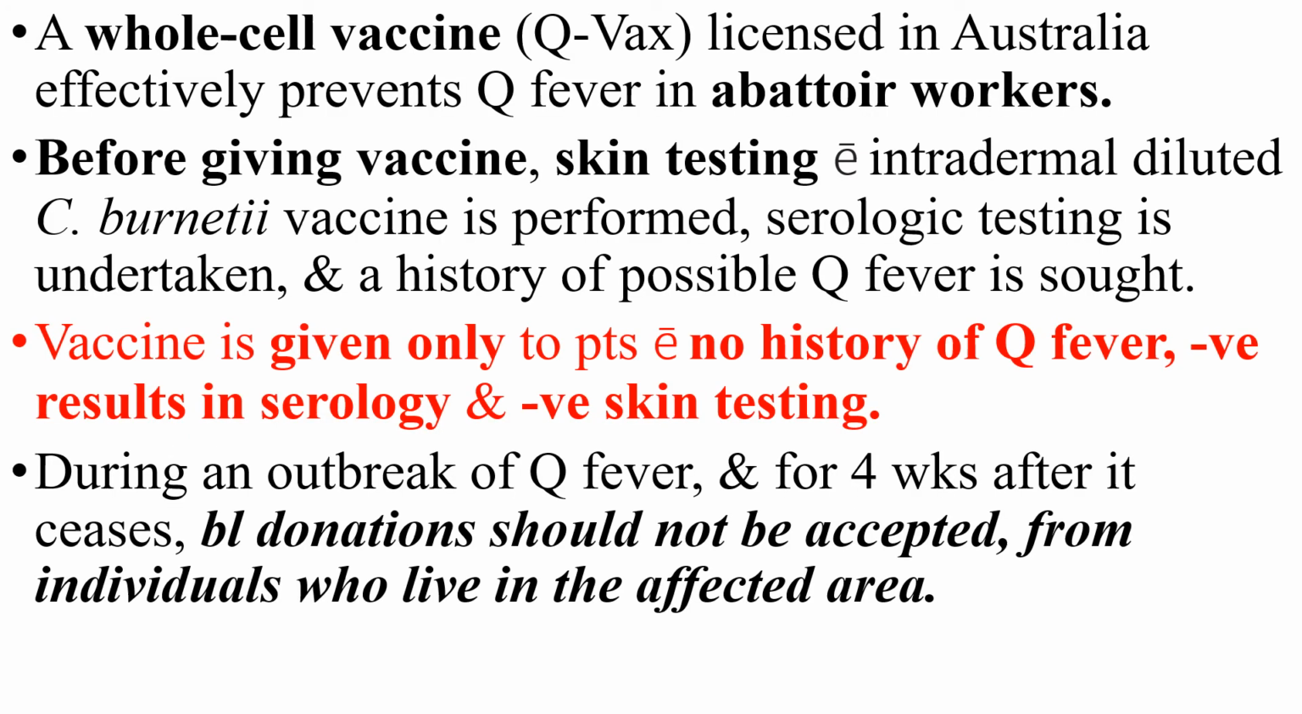Now we are talking about prevention. Thank God, we have a whole-cell vaccine. It is called Q-Vax, licensed in Australia, and effectively prevents Q fever in abattoir workers. It is an occupational disease. Before giving the vaccine, skin testing with intradermal diluted Coxiella purified vaccine is performed.